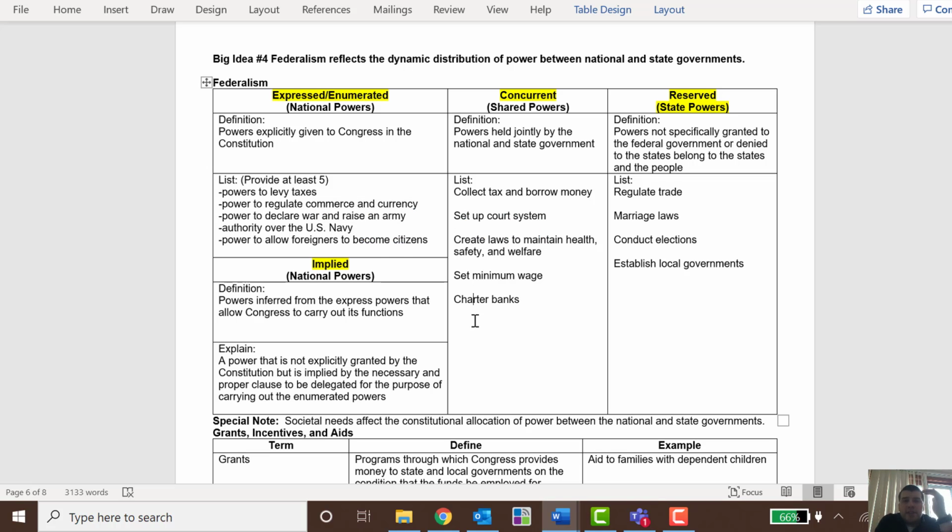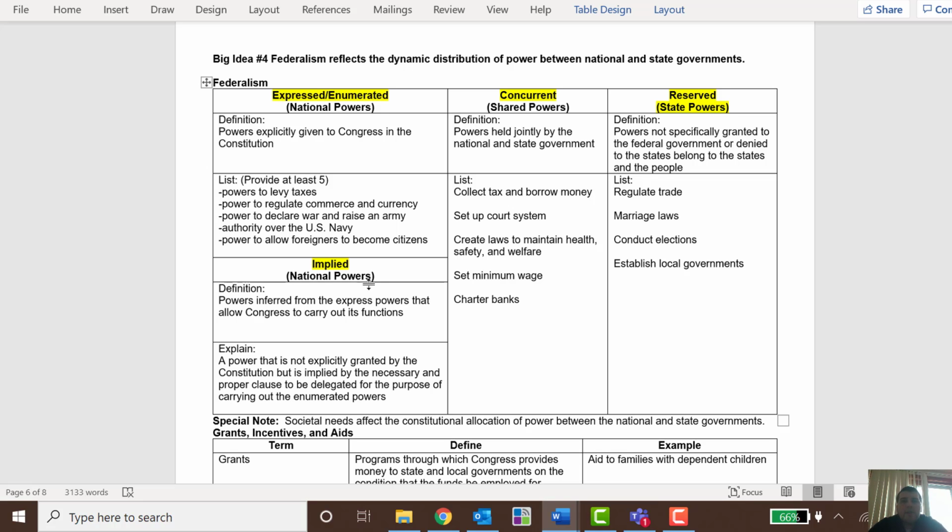In federalism, we have these expressed or enumerated powers that are given to the national government. So basically, powers that are explicitly given to Congress in the Constitution, things that Congress can do that cannot be taken away from them. So levy taxes, regulate commerce and currencies. So basically, regulating American trade, making sure we have a national currency, what money gets printed, things like that. The ability to declare war and raise an army, right? The federal government can do that. New York State cannot. Tomorrow, we as citizens of New York State can't say, oh, let's go declare war on Canada. It doesn't work that way, right? We can allow foreigners to become citizens. They have authority over the Army and Navy, things like that, make treaties, et cetera, okay?